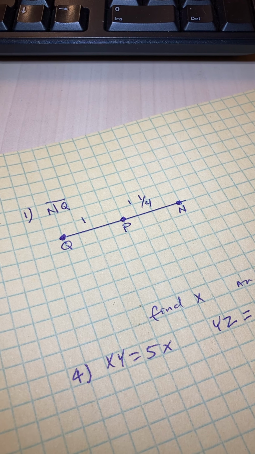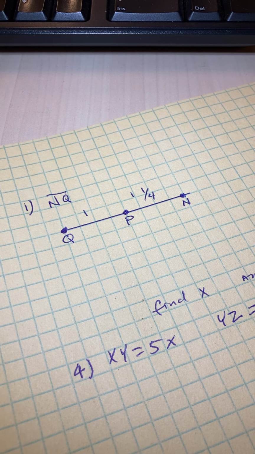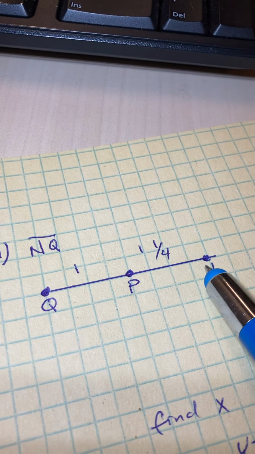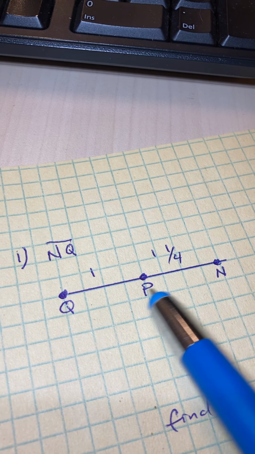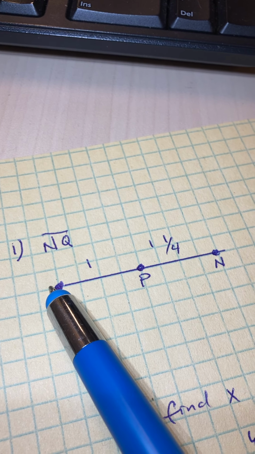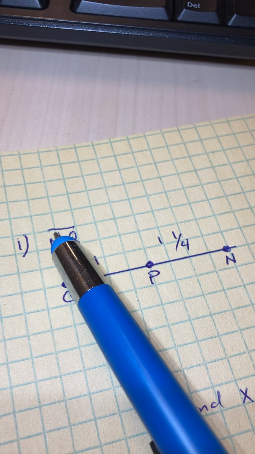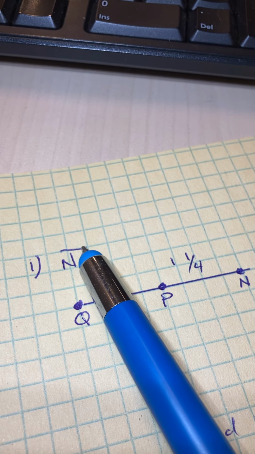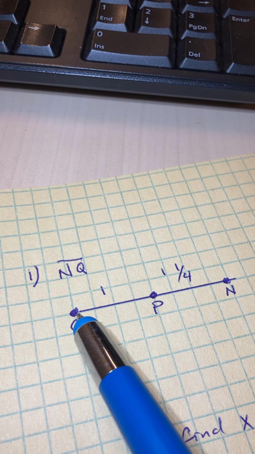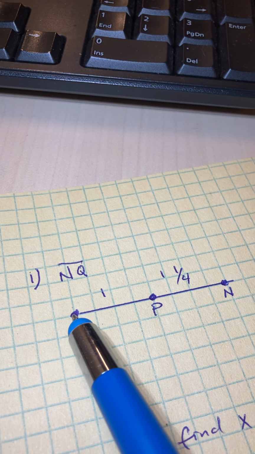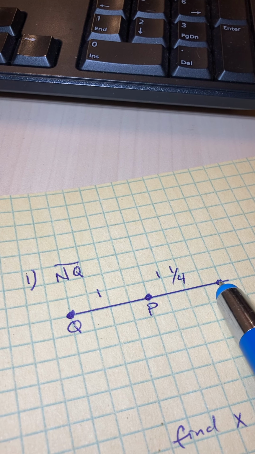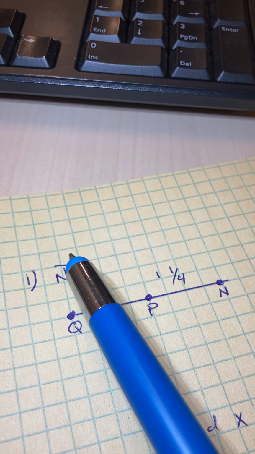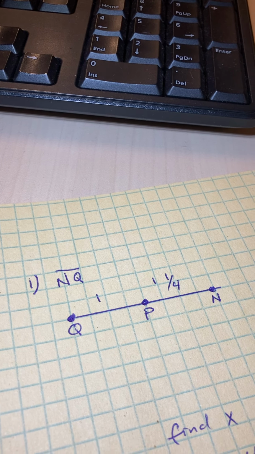So for number one, they want you to find the length of NQ. So they want you to find the distance from here to right there. Okay? And this symbol right here, a straight line with no arrows on it, represents a line segment. A line segment has two endpoints. Q is an endpoint and N is an endpoint. That's how you know it's a line segment. When you see a line with no arrows on it, that represents a line segment.